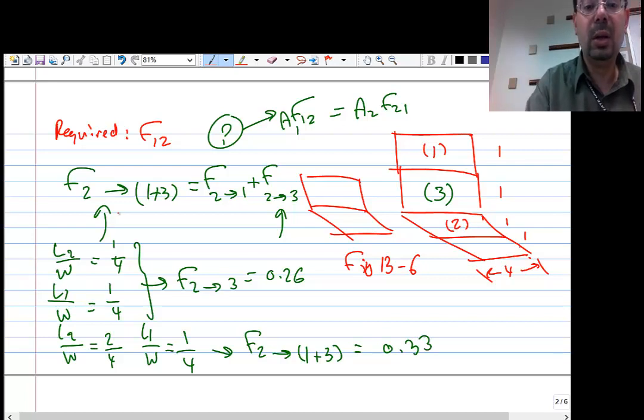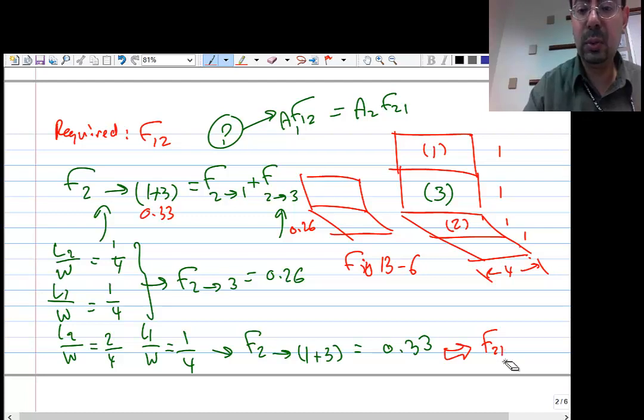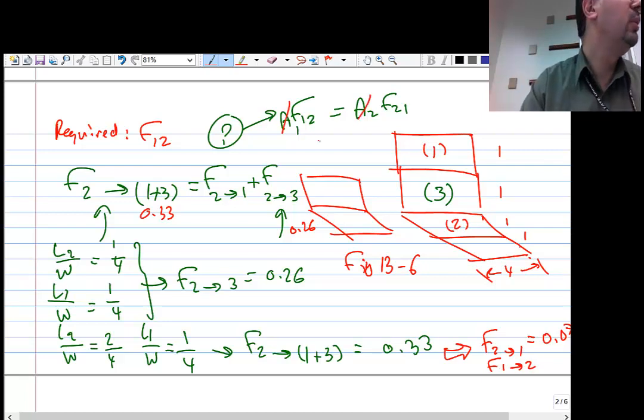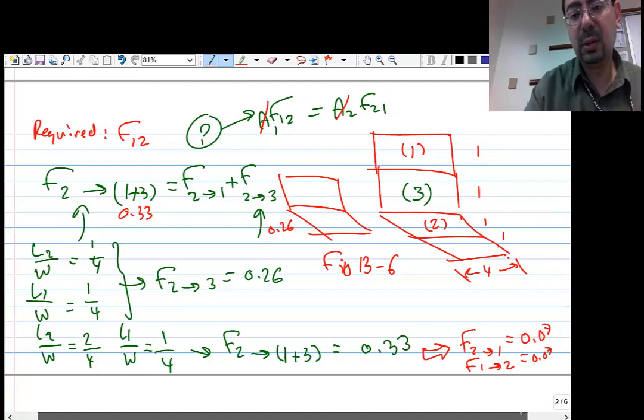Right, so it turned out that this is 0.33 and this is 0.26. So 0.33 is 0.26 plus this one. So it must be that F2 to 1 is the difference between them, which is 0.07. This also happens to be the same as F1 to 2 because, as Bob said, area 1 and area 2 are the same. Alright? So it's 0.07. Any questions about this?